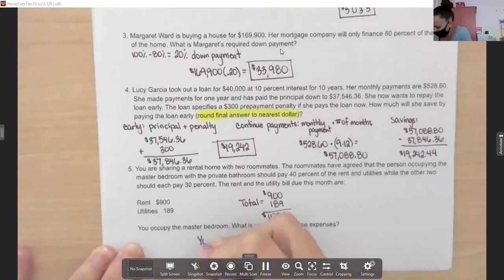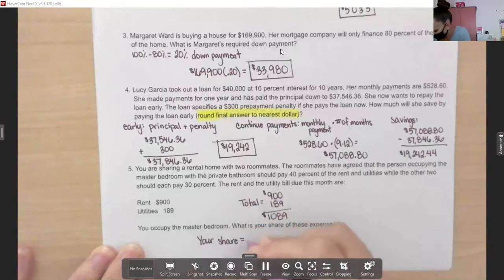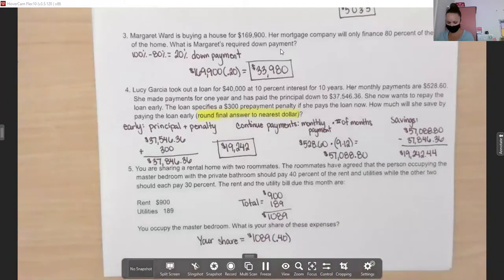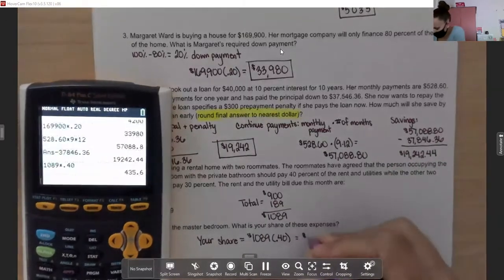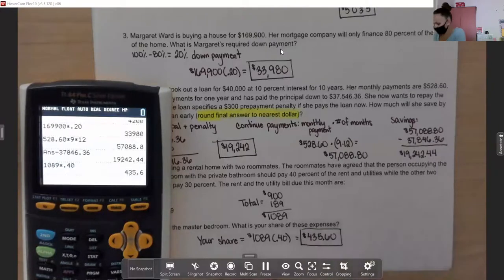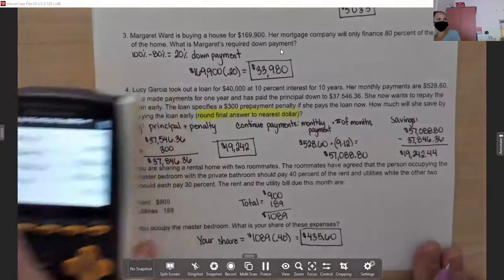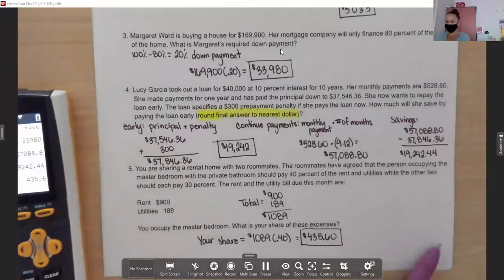So then your share, because you occupy the master bedroom, $1,089 times 40%. So this ends up being $435.60. Again, make sure you put the 0 after the 6 to get full credit on things like this. If I wanted your roommate share, I'd multiply by 0.30, not 0.40.